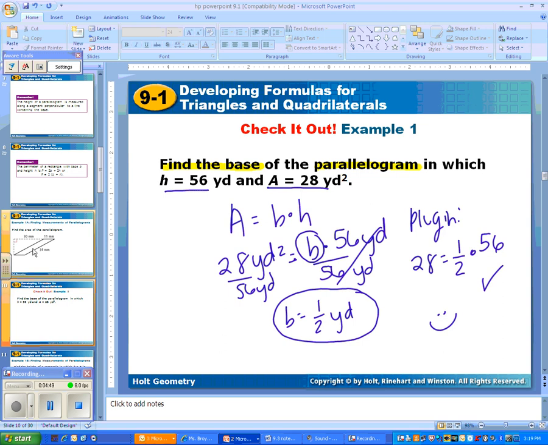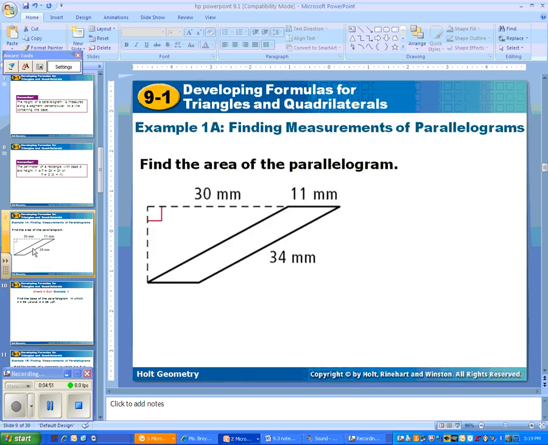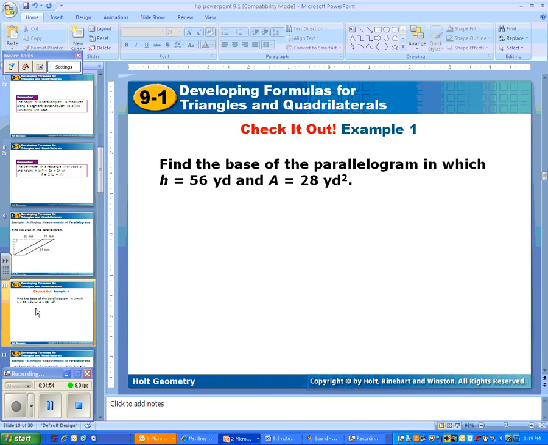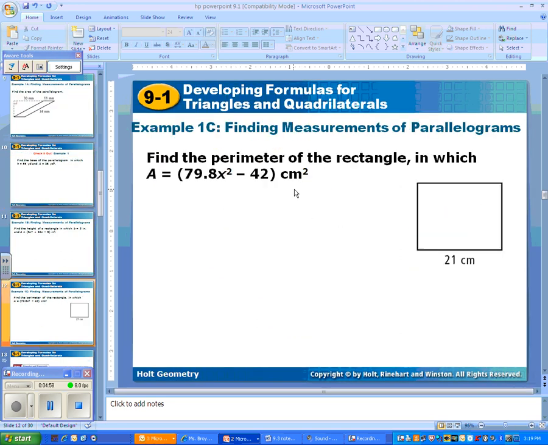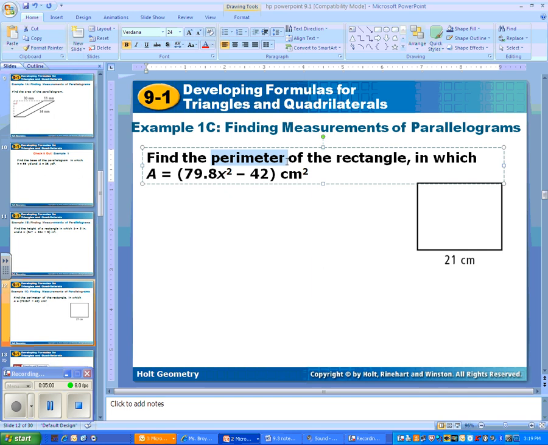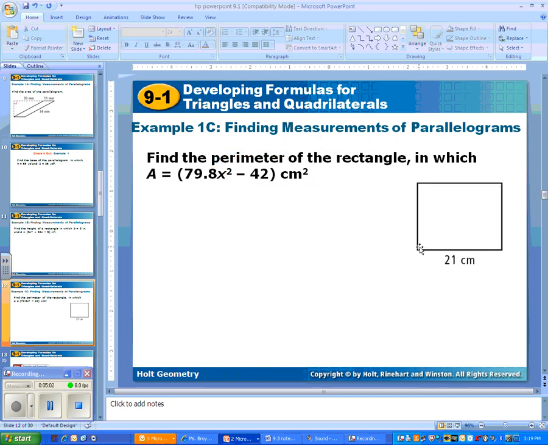So again, the two questions we've done so far: find the area, and given the area, find a dimension. The third type of question I can ask you is to find the perimeter of a shape. And the perimeter is just when you add up all the sides.